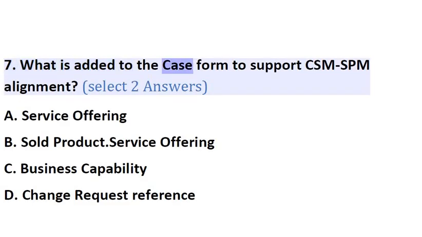7. What is added to the case form to support CSM-SPM alignment? Select 2 answers. A. Service offering. B. Sold product. C. Business capability. D. Change request reference. Answer: A and B.